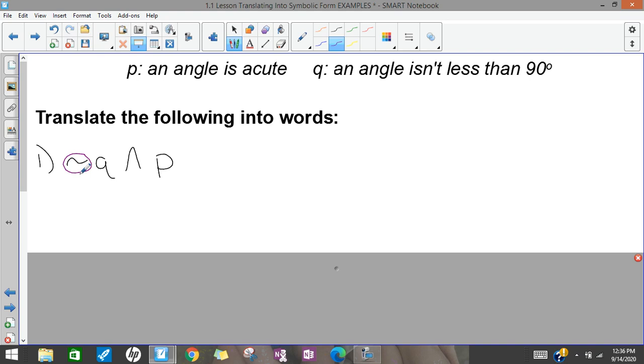So Q right now is an angle isn't less than 90. So that little squiggly tells me change the meaning of Q. Make it say the opposite thing. So the opposite of an angle not being less than 90 means that an angle is less than 90. So I'm going to say an angle is less than 90 degrees. This symbol means and. And then P, there's no negation, it's just P right there, so I just copy an angle is acute.